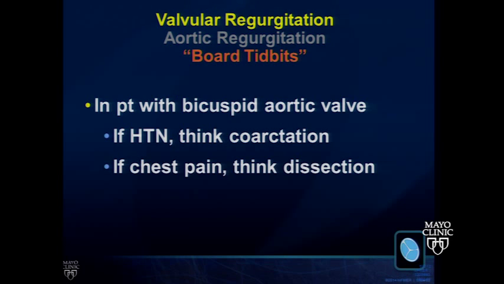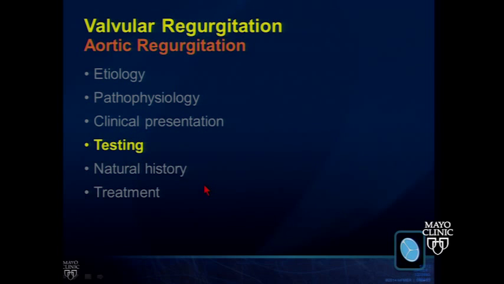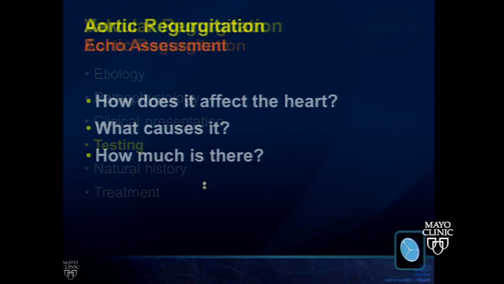Now again, with a bicuspid valve, if there's hypertension with aortic regurgitation, think of coarctation. And if you've got a patient with a coarctation and a bicuspid aortic valve who comes in with chest pain, think of dissection because of the concomitant aortopathy.